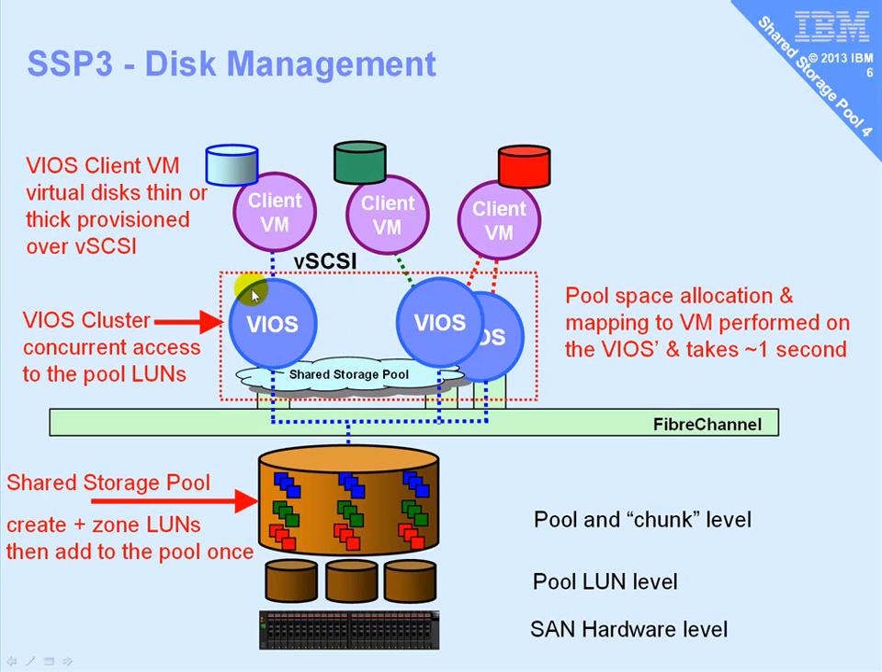The VIO servers then are operating as a cluster, and they have concurrent access to that set of LUNs in the pool, and of course they have to cooperate so that they actually work well. They then cut out a piece of disk space, for example the blue set down here, spread across the LUNs, and that's presented as a virtual disk. It can be thin or thick provisioned. That provisioning is done by the VIO server, and it's presented over the virtual SCSI interface.